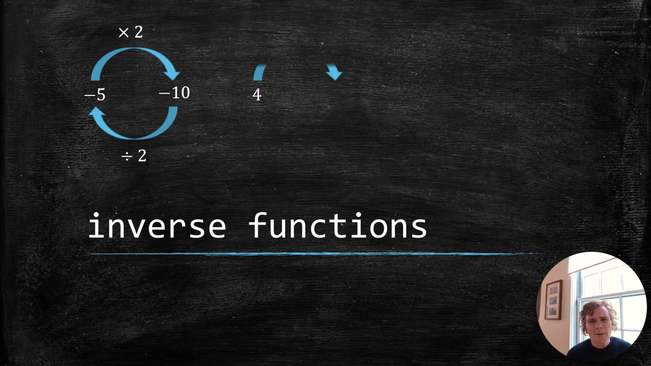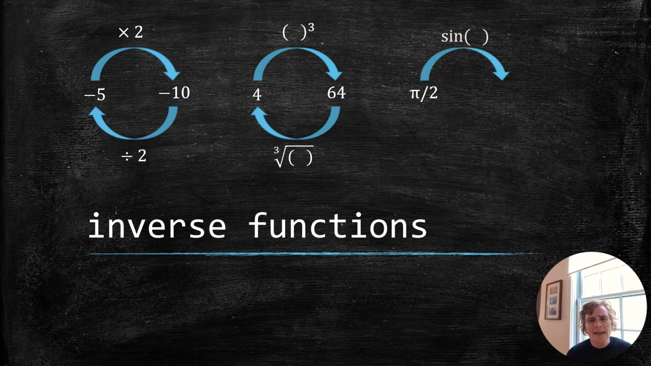What about something a little more complex? If you take 4 and cube it, then you would get 64. And the inverse of that, to get back from 64 to 4, would be to take the cube root. We even have some pi over 2 we're familiar with. If you take the sine of pi over 2, you get out 0.5.